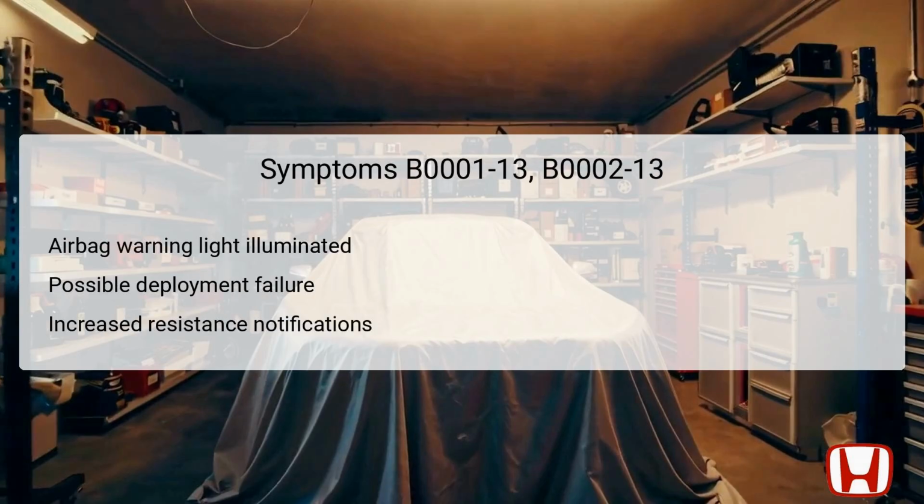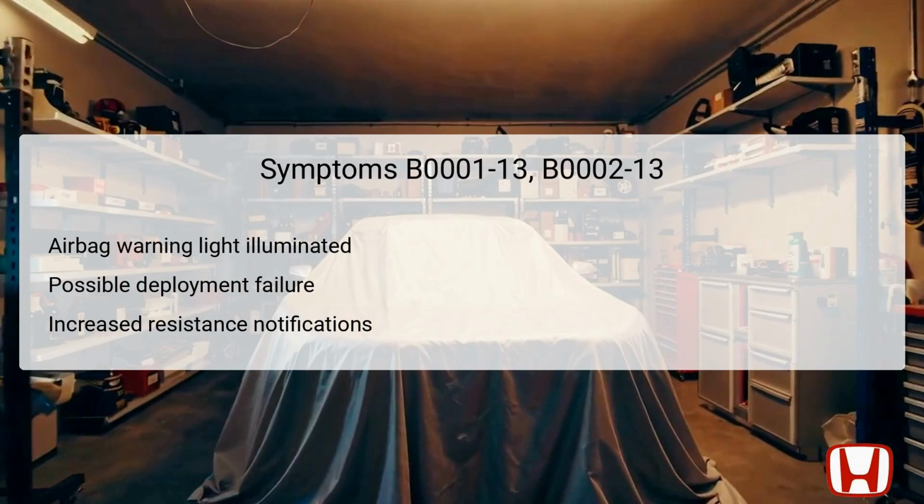The manifestation of DTC B0001-13 and B0002-13 can be observed through various symptoms that typically indicate issues with the SRS airbag system. An immediate and noticeable symptom is the illumination of the airbag warning light on the dashboard, alerting the driver to a malfunction in the airbag system.